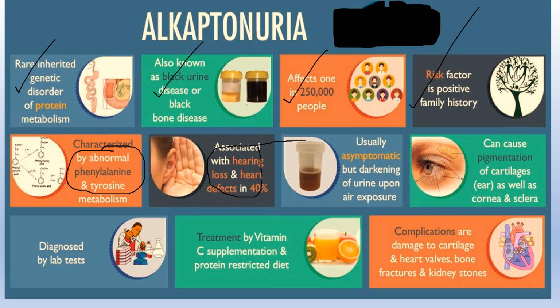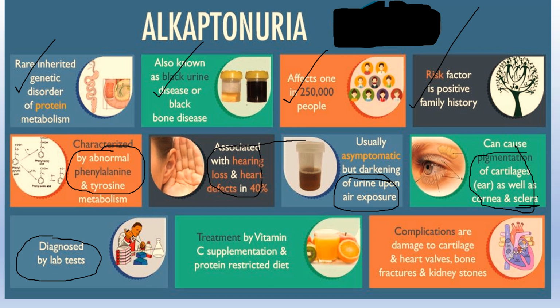Most of these patients are asymptomatic during childhood, but darkening of urine upon exposure is the usual complaint during childhood. It can cause the pigmentation of cartilage of the ear as well as the cornea and the sclera, with the discoloration of the sclera being a pathognomonic clinical sign useful in the diagnosis of ochronosis, also known as Osler's sign. It is diagnosed using lab tests in the form of urine analysis and in the prenatal screening using chorionic villi sampling or amniocentesis.